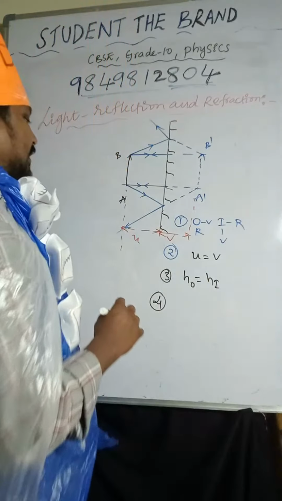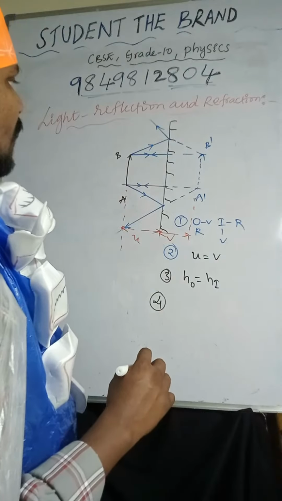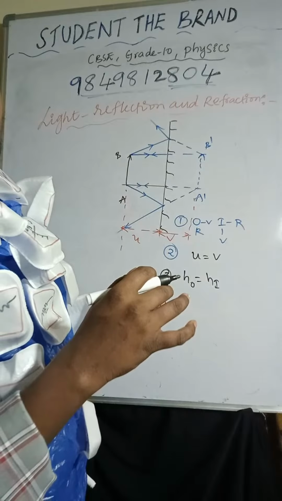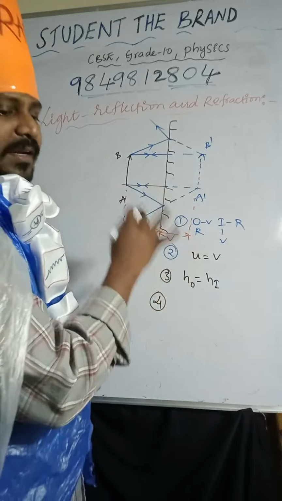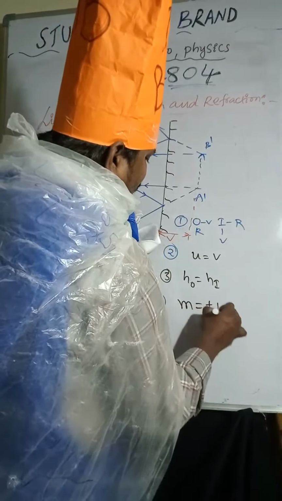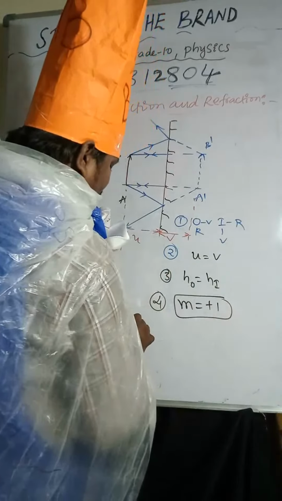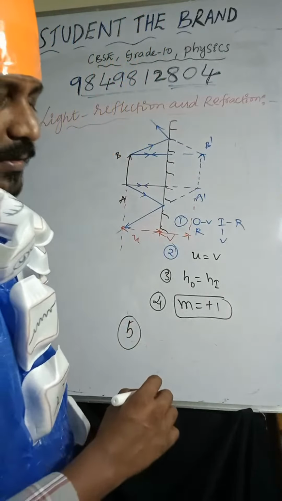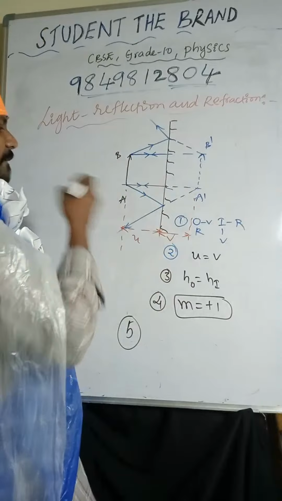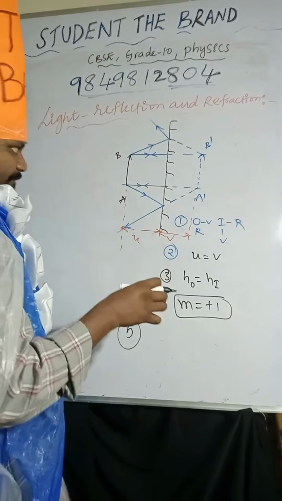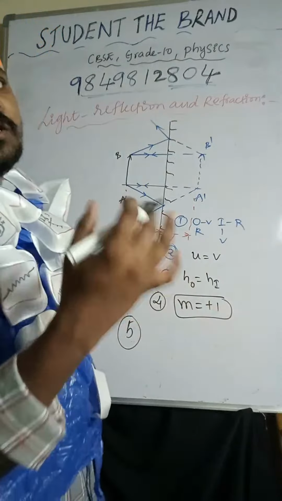And the fourth one, magnification of the plane mirror is +1. So m equals +1. Coming to the fifth one, now you can observe here, the plane mirror also shows lateral inversion.